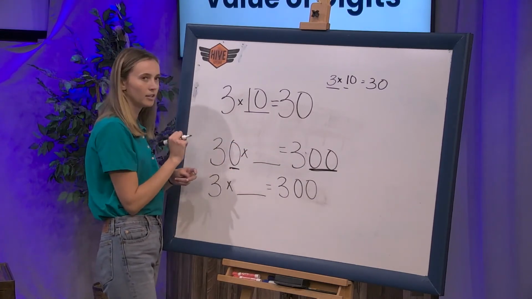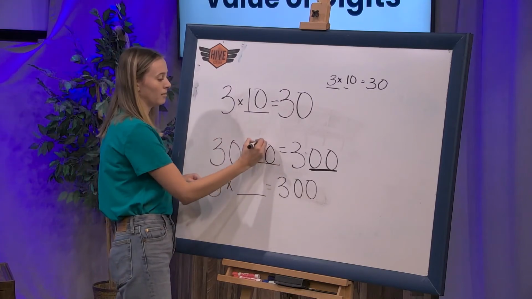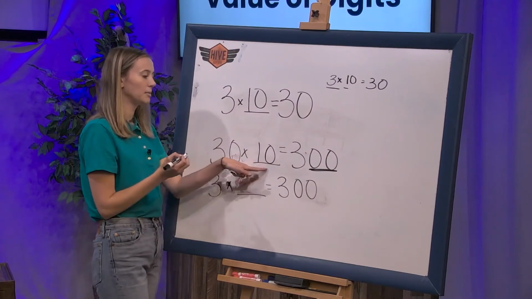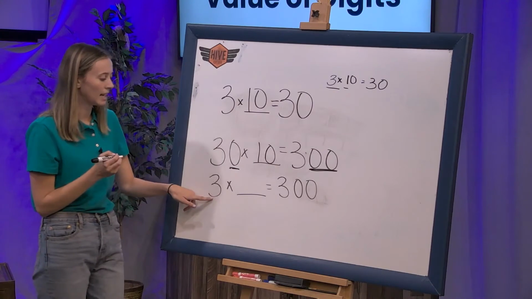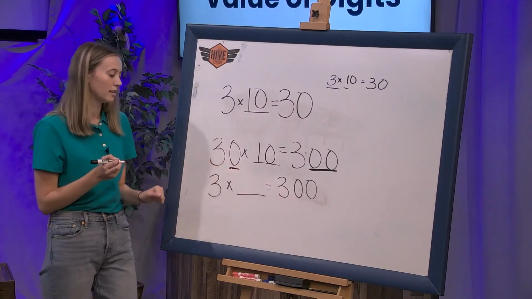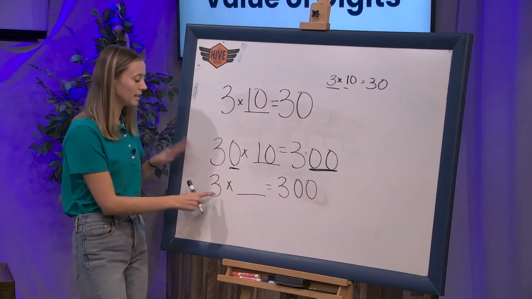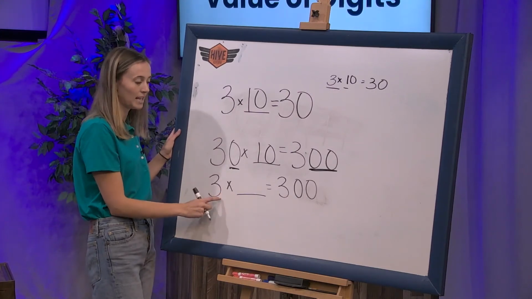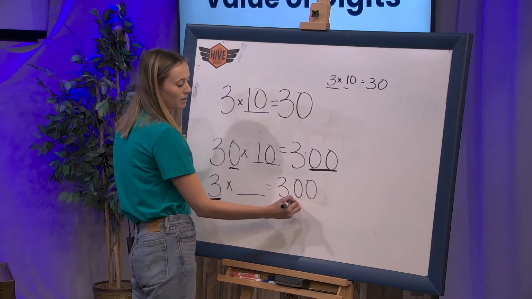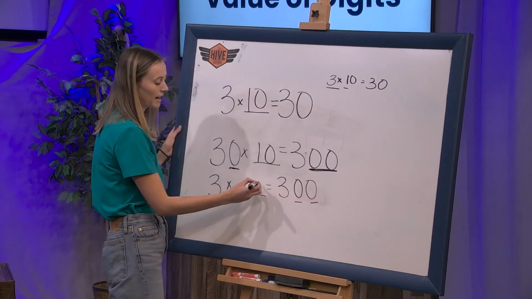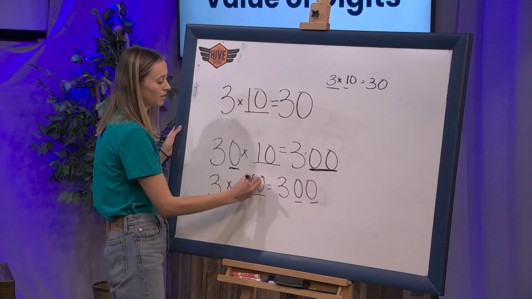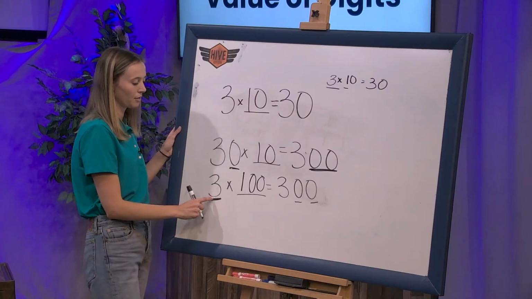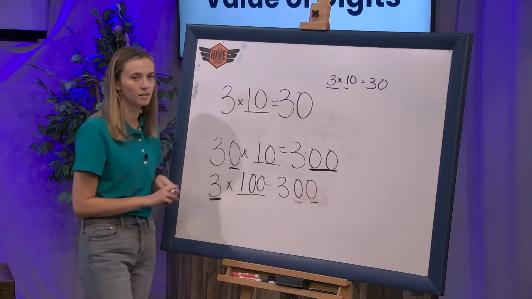You just need 1 more, so that means you need 1 zero. So 30 times 10 is 300. Now 3 times what equals 300? With that same thinking, how many zeros do you have here? You don't have any, but you need to have how many? 1, 2, right? So you need 2 zeros, and then put a 1 in the front. 3 times 100 equals 300.